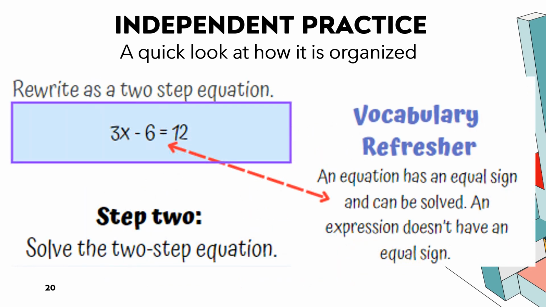We will use the first product and second product to write our two-step equation. The first term of 3x will go first, and the second term of -6 will go second. Both of these terms will be set equal to 12. The equation now reads 3 times x minus 6 is equal to 12.